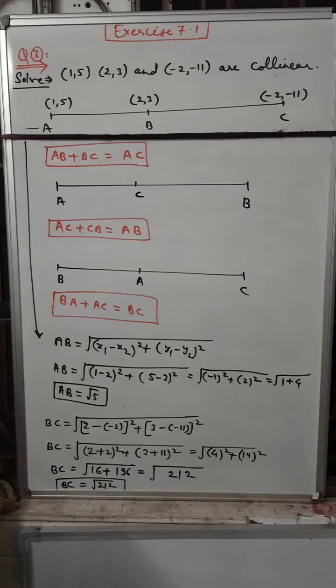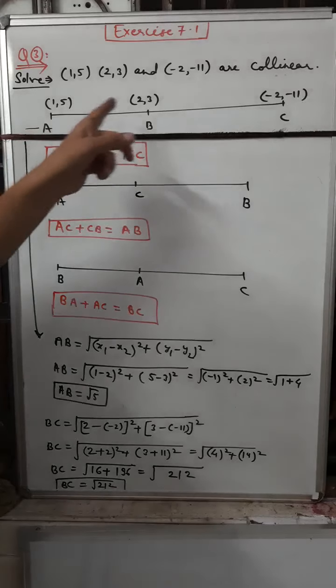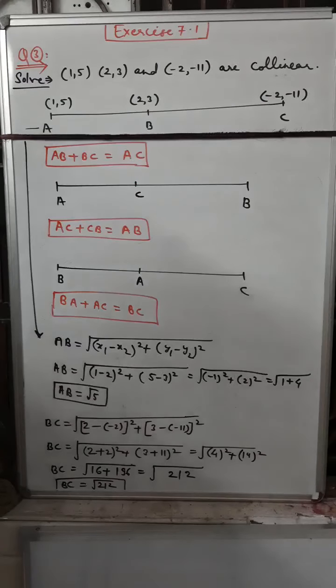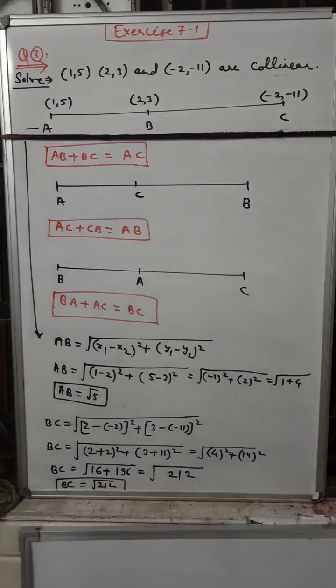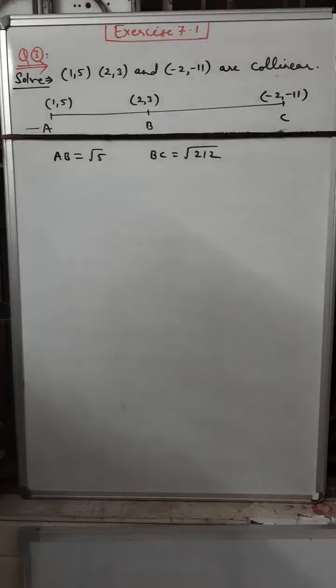And last, we have to calculate the complete length. Here two parts we have calculated, AB and BC. Now we will calculate AC. If AC is the sum of AB and BC, then we can say that these 3 points are collinear; otherwise they are not collinear. So we have calculated AB is equal to root 5 and BC is equal to under root 212.